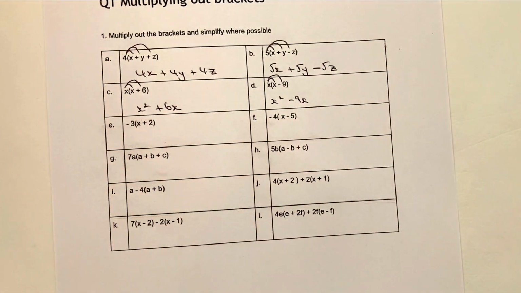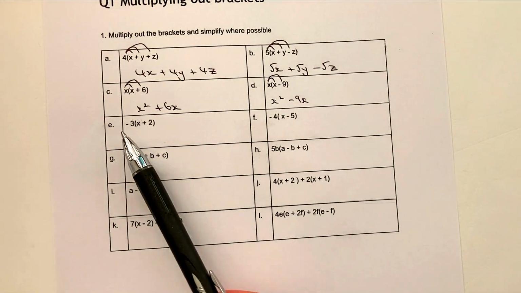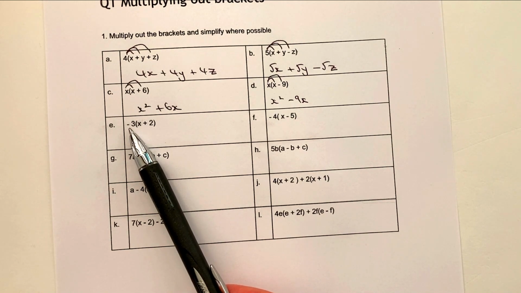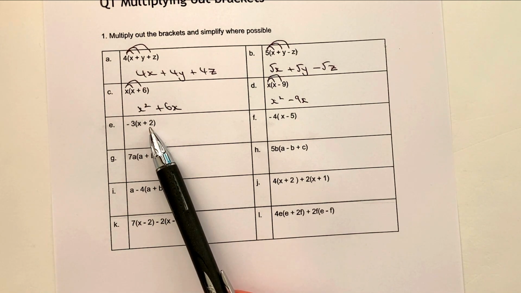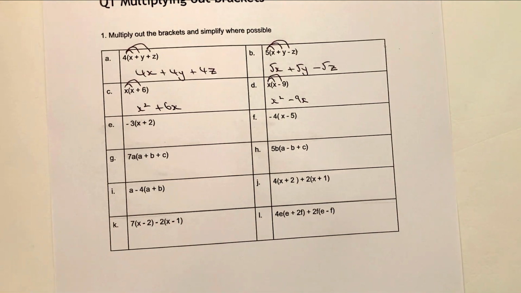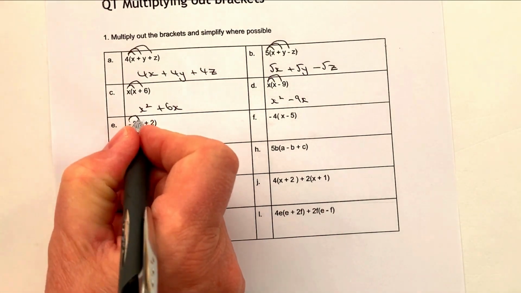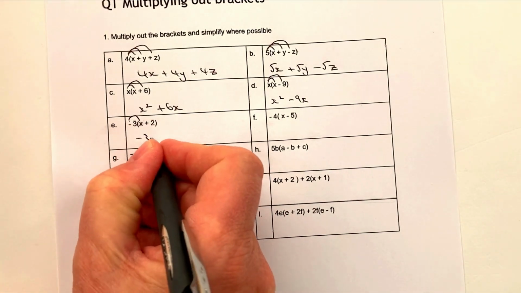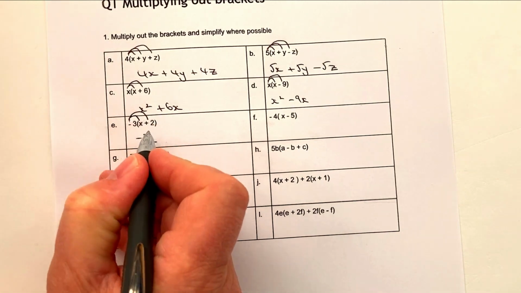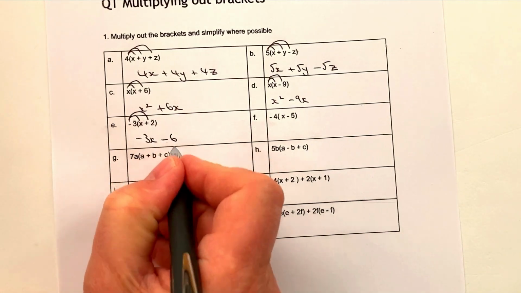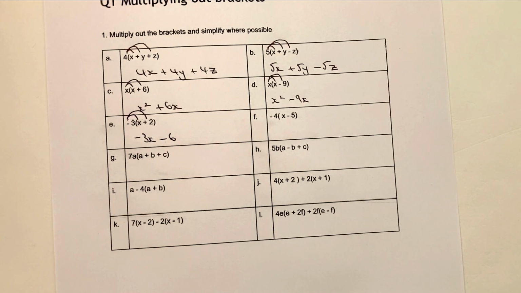Okay, now we've got a negative this time, but it's outside of the bracket. So we're multiplying the x and the plus 2 by this minus 3. So minus 3 times x is minus 3x. And minus 3 times plus 2 is going to be minus 6, because a minus times a positive is a negative. Okay, so just be very careful about those sorts of things.